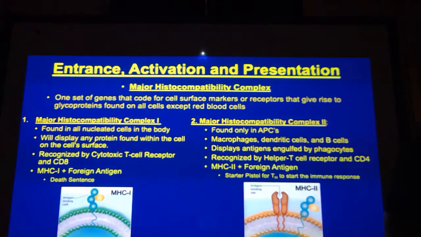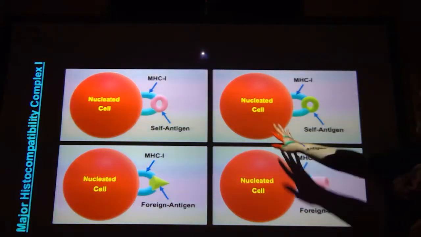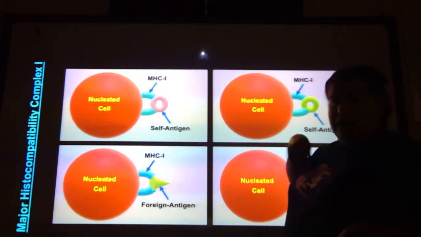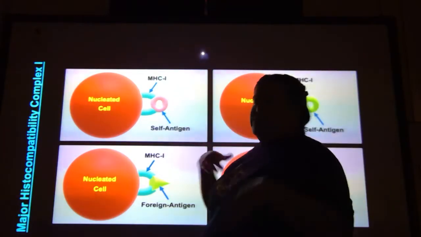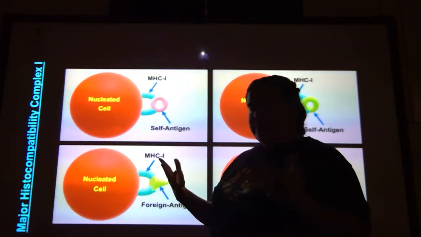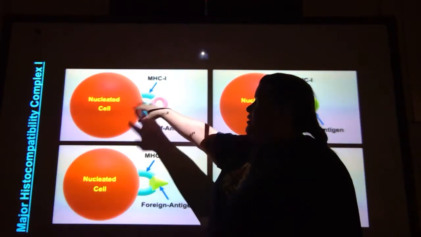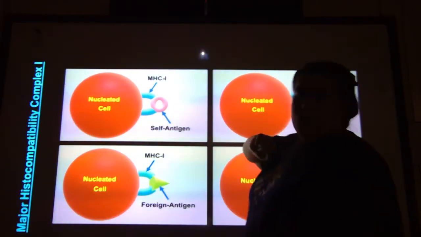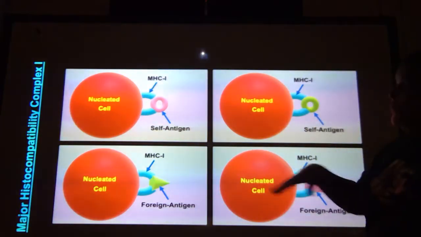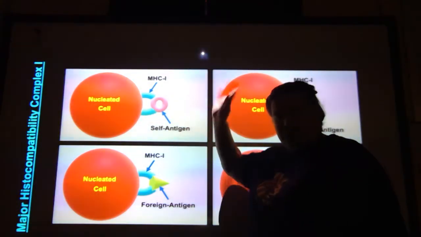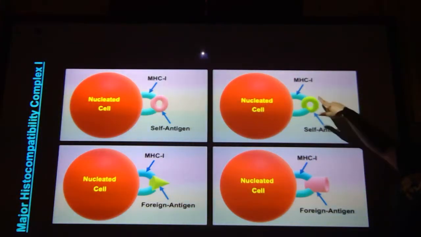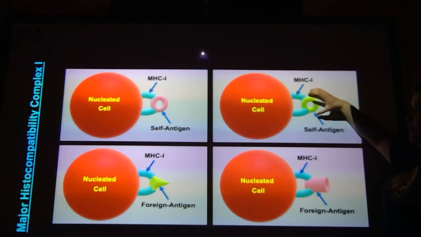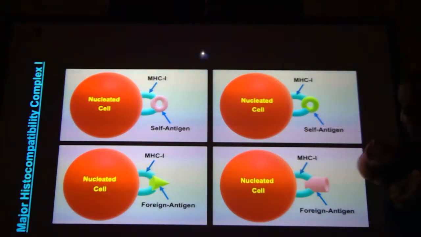Let's look at what our MHC1 would look like. So here's any nucleated cell in our body, and for argument's sake, let's say the donut shape is our self-antigen, looks normal. So we've got a self-antigen with MHC1 on a nucleated cell. Great. If there's surveillance going around, it's going to look at that and go, oh yeah, that's a self-antigen, I'm good. Same here. MHC1 displaying a self-antigen, surveillance coming around going, oh yeah, that's normal, that's great.